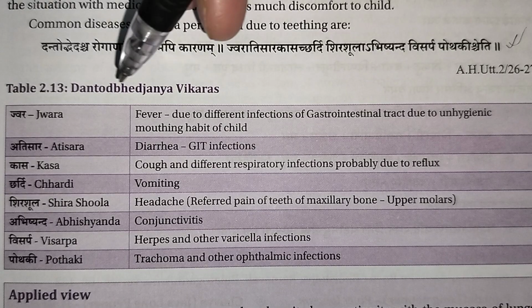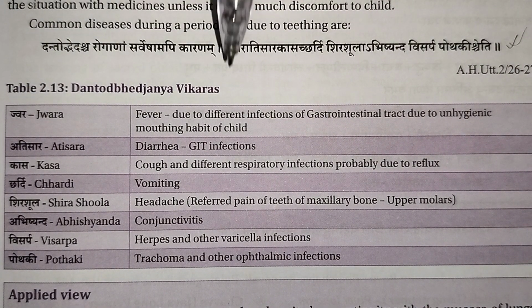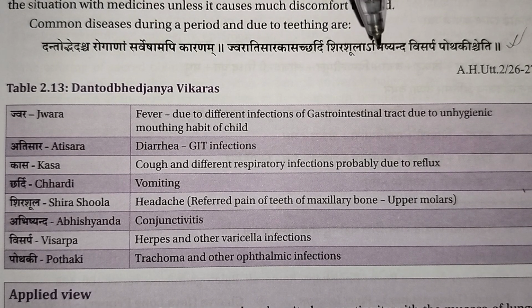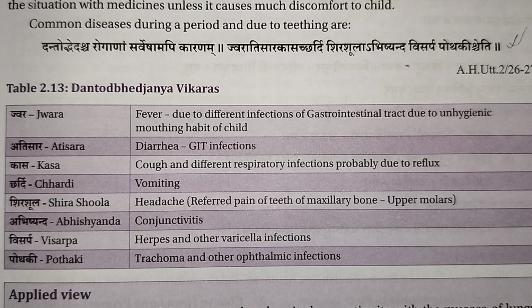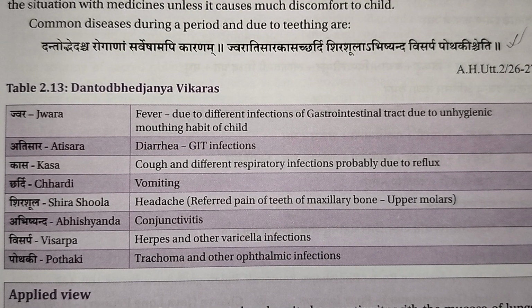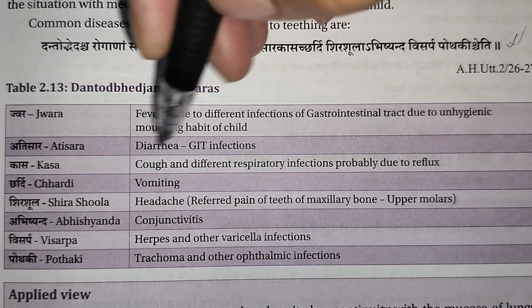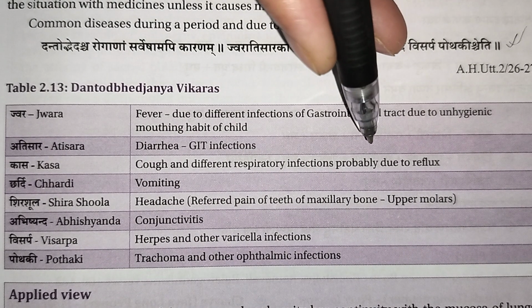The diseases are jwara, fever. Due to what? Due to different infections of the gastrointestinal tract, due to unhygienic habits of the child with the mouth, like putting the bed, teeth or nails in the mouth. Due to that the fever is caused. Atisara is GIT infection, definitely. Next, kasa, coughing and respiratory infections, are probably caused by that.